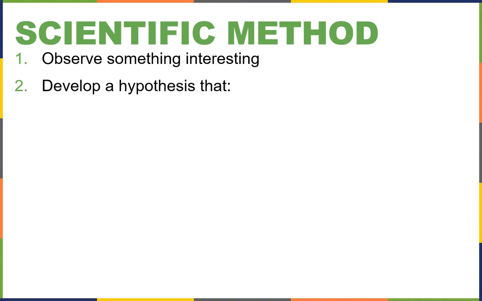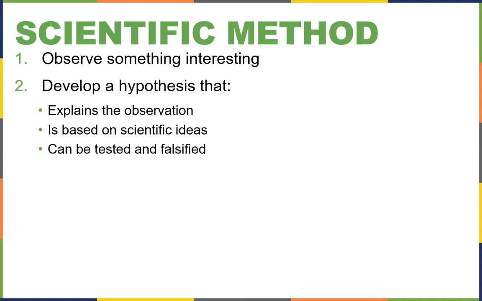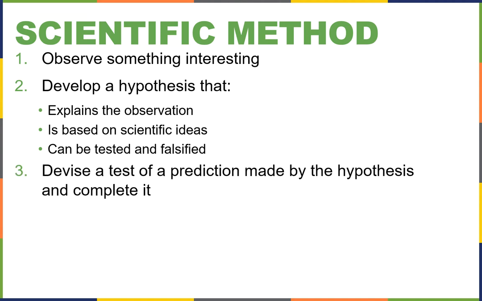Okay, the scientific method, we've already talked about this. For your lab, remember you need to observe something interesting, which is going to be about something dropping. Develop a hypothesis that explains the observation, is based on scientific ideas, and makes testable predictions. And then you need to devise a test of the prediction. Your test today is going to be comparing the time for a ball to drop 1 meter to the time for it to drop 2 meters. And your test is specifically going to be, does it take twice as long to drop 2 meters, more than twice as long, or less than twice as long? Those are the 3 different possible outcomes you're going to be comparing.